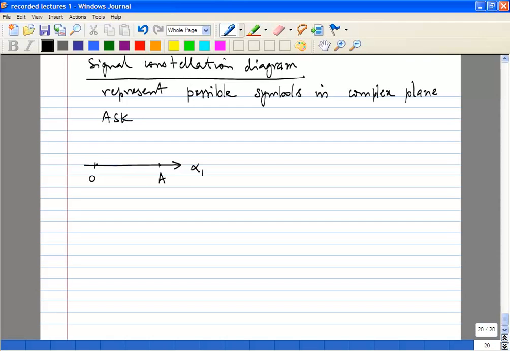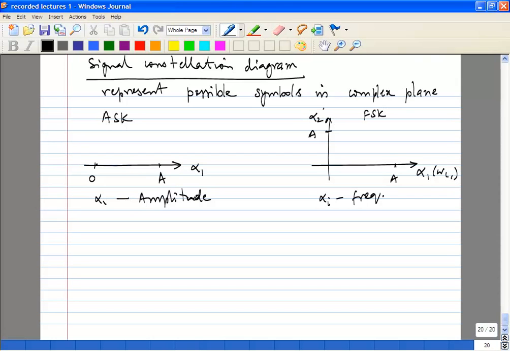In the case of FSK, you have two possibilities, let's say alpha 1 and alpha 2. In the case of ASK, alpha 1 stood for the amplitude. In this case, alpha i stands for frequency. The amplitude is the same in both cases, A and A, but alpha 1 stands for omega_c1 and alpha 2 stands for omega_c2. So these are the two possibilities. Now what happens if you have noise in the system?